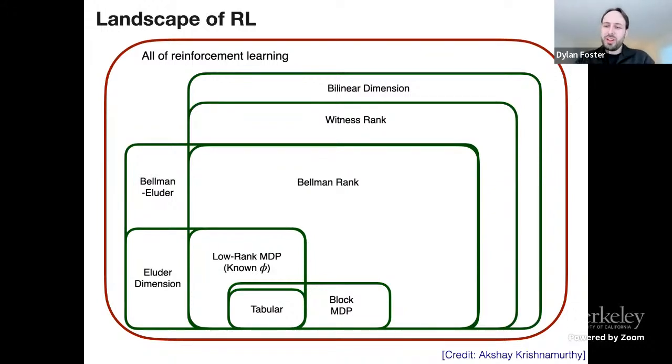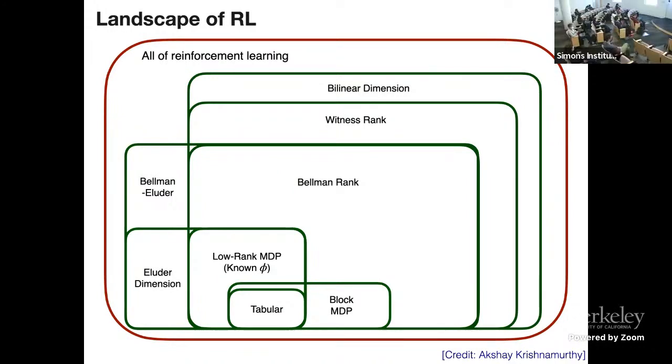Most of the terms in this diagram you won't be familiar with yet, but we're going to walk through them one by one and get a sense for how they work. And just to explain, what do the colors on this diagram mean? Green here indicates sample efficiency. This is some kind of assumption that leads to sample efficient learning guarantees. And red means not sample efficient, right? So all of RL is not sample efficient because we've seen some bad examples already.